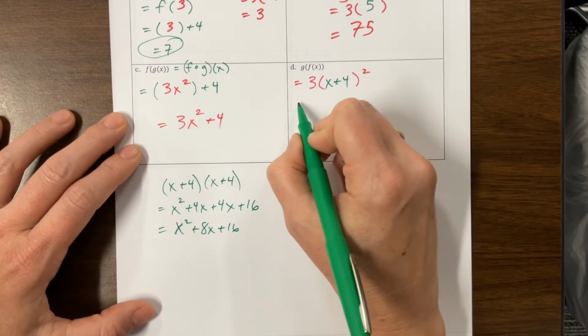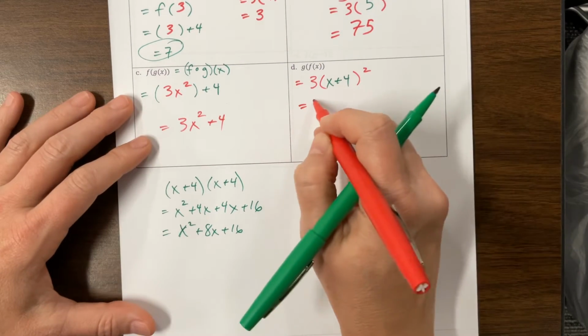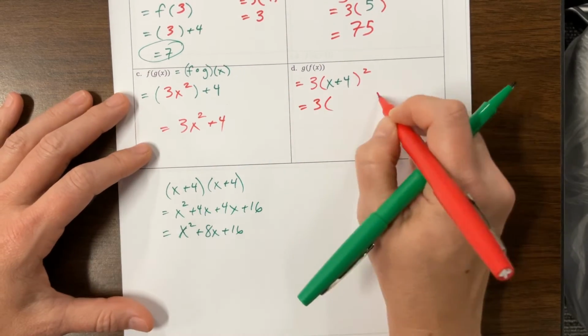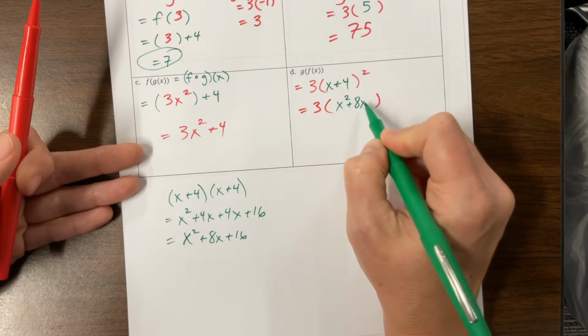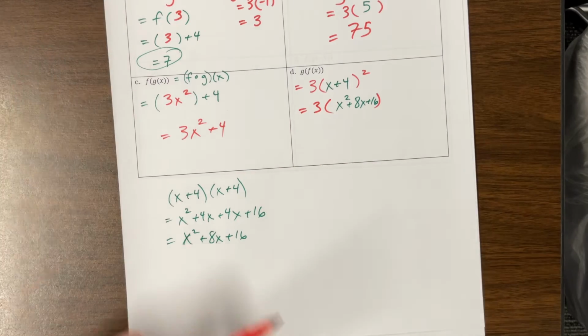Or you might recognize, okay, so where am I? I was at 3 times what? Well, now we've cleaned this whole thing up to be x squared plus 8x plus 16. I didn't save myself enough space, but there we go.